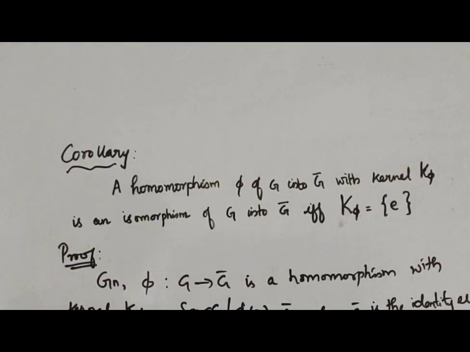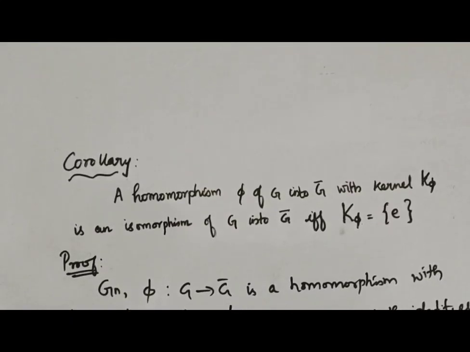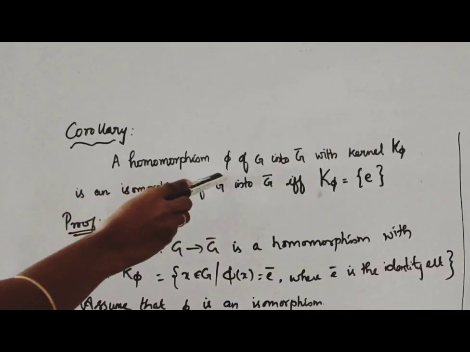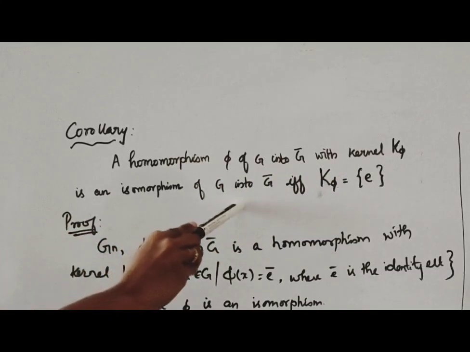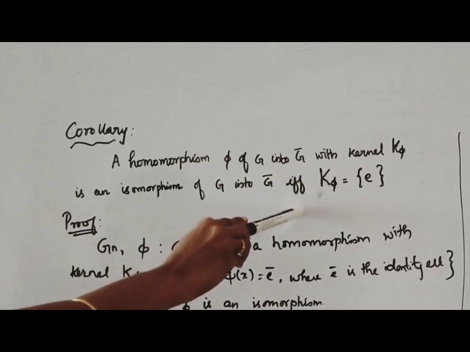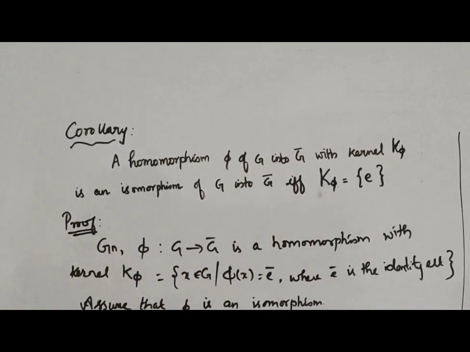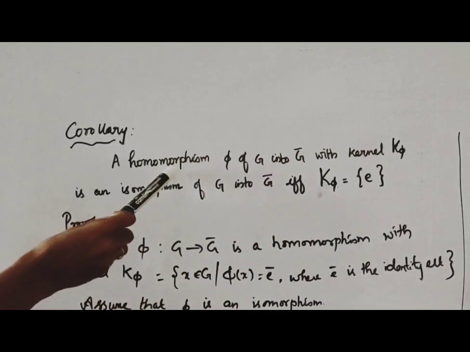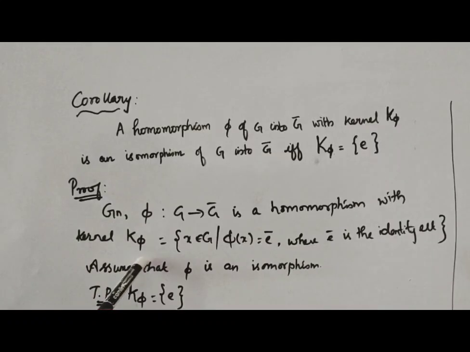In this video, we are going to see the corollary. This is also an important question. A homomorphism phi of G into G bar with the kernel K phi is an isomorphism of G into G bar if and only if K phi is equal to singleton E. What's given? A homomorphism phi from G to G bar with the kernel K phi.